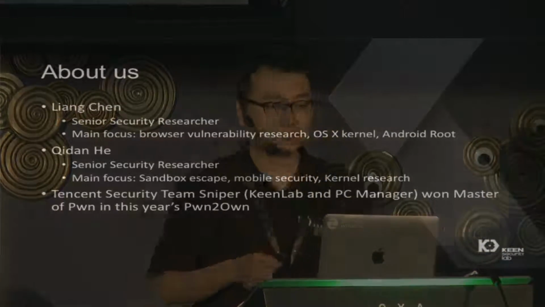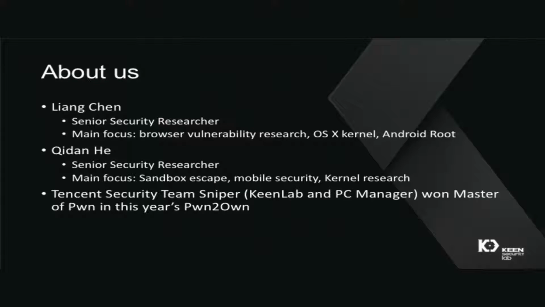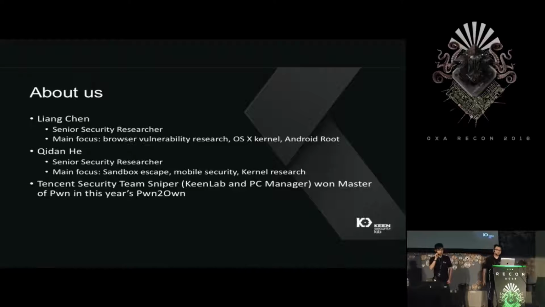First, we will introduce ourselves. My name is Liang Chen, and I'm a senior security engineer at Keen. My main focus is browser vulnerability research, including iOS kernel and sandbox escape, and I also did some work on Android root. Flanker will introduce himself. My name is Qidan He, and I'm also a senior security researcher at Keen. My main focus is sandbox escape and mobile security, including Android and iOS, both at userland and the kernel.